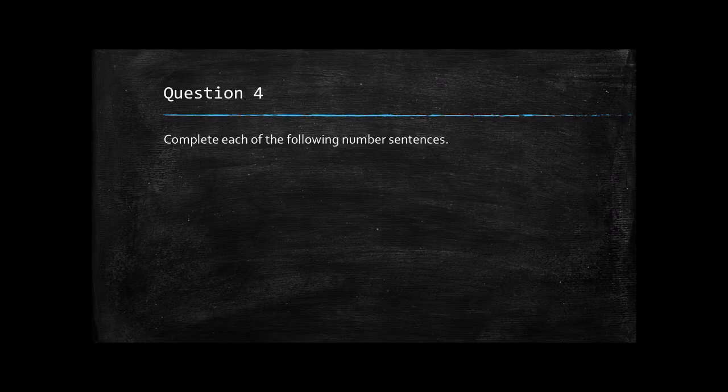Question 4. Complete each of the following number sentences. Now remember, we have to make the left-hand side of the number sentence have the same value as the right-hand side of the number sentence. Right, 4a, 3 plus 3 plus 3 plus 3. There are 4 3's that are being added together, so this is equivalent to 3 times 4.